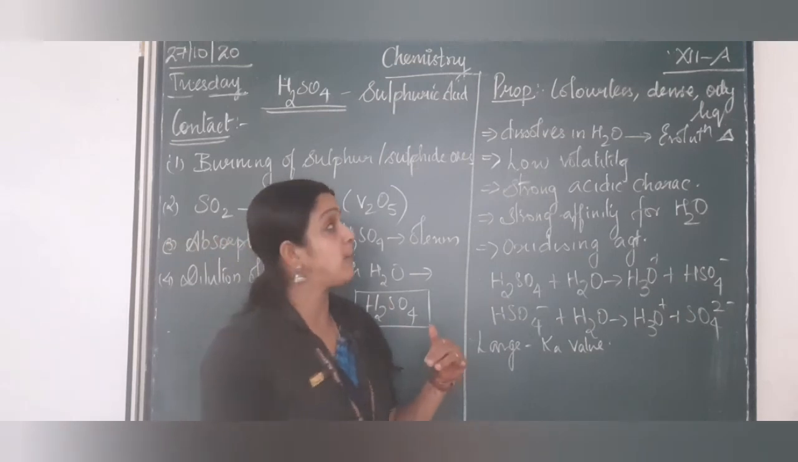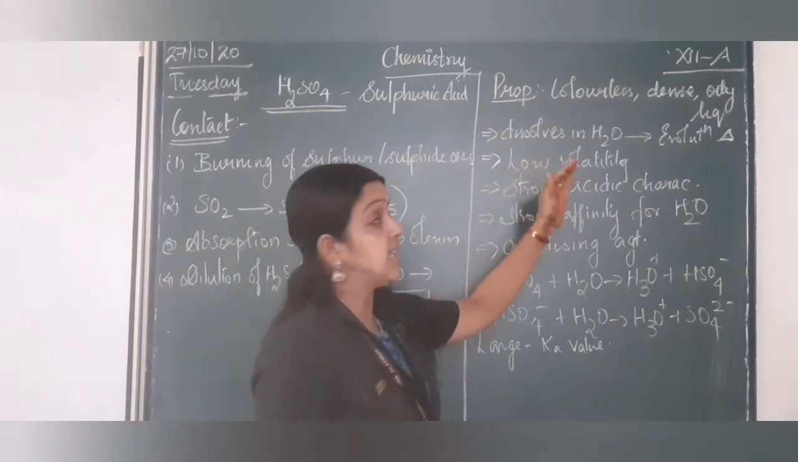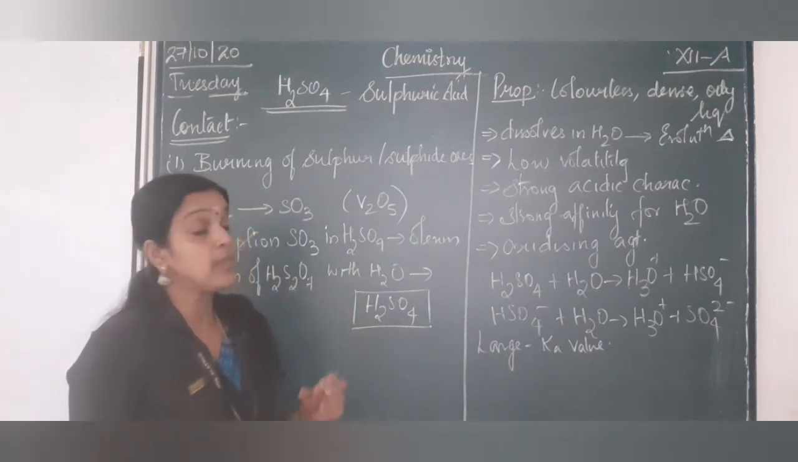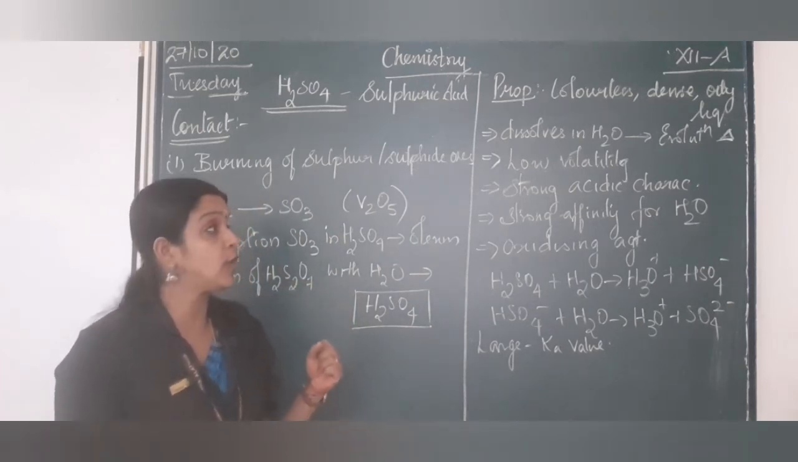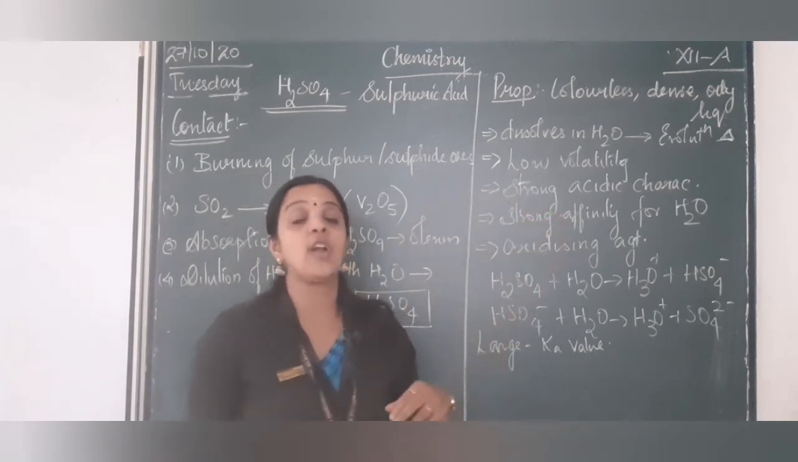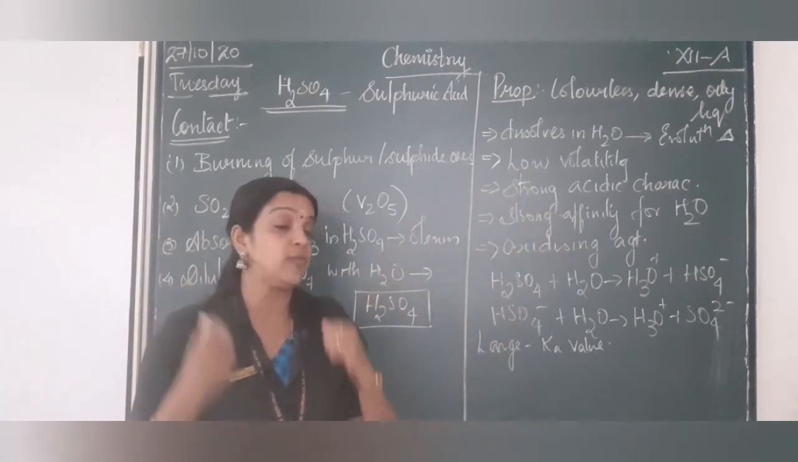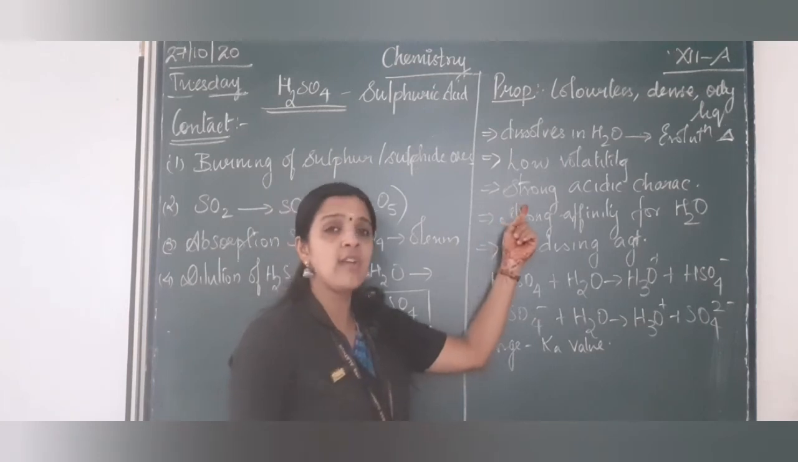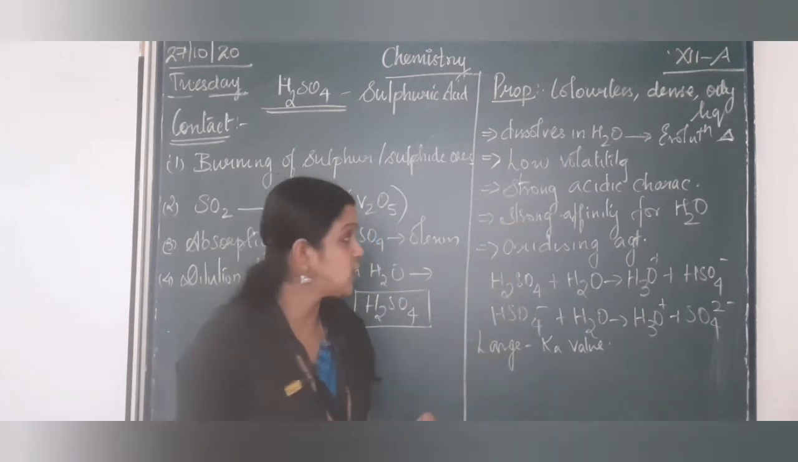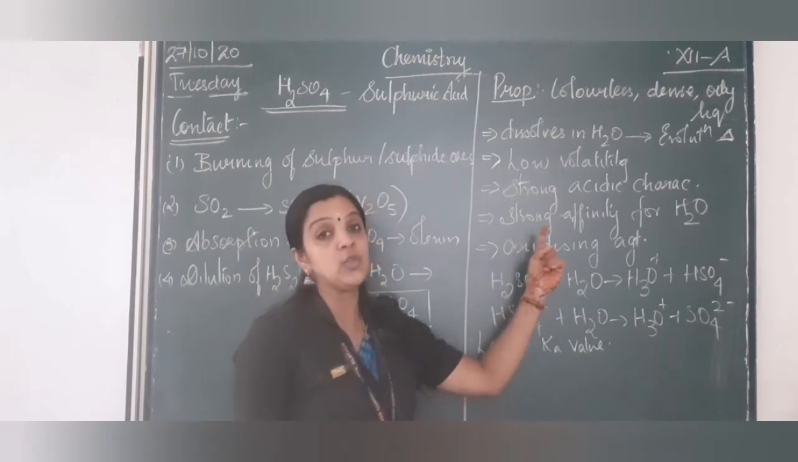If you come to the properties, it is a colorless, dense, oily liquid. It dissolves in water immediately with the evolution of a large amount of heat, and it is low volatile in nature, that is, it does not easily escape into its vapor form. It has a strong acidic character, that is why it acts as a very good oxidizing agent. It has strong affinity towards water.